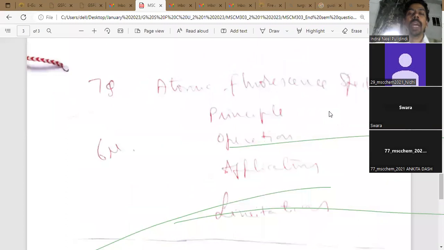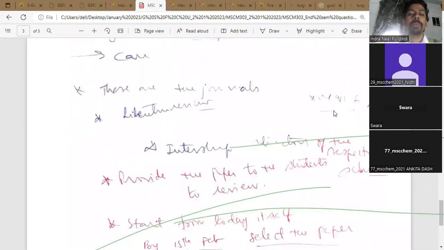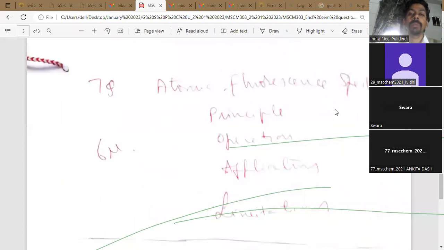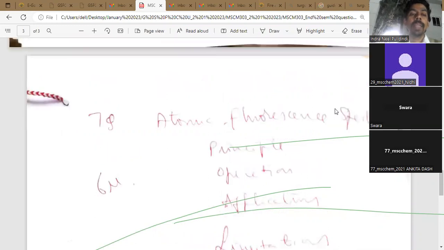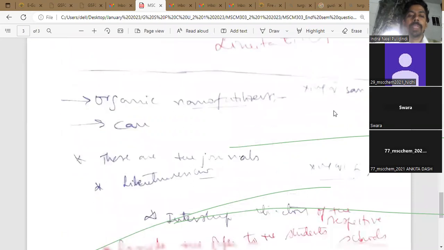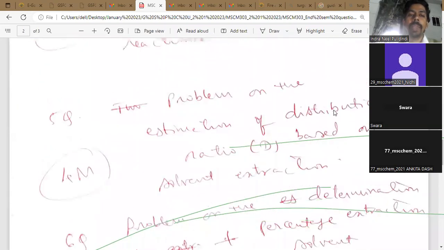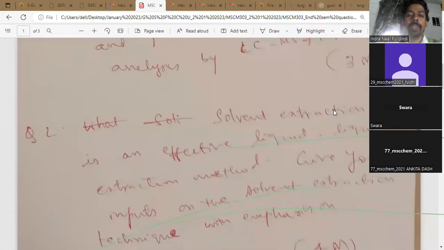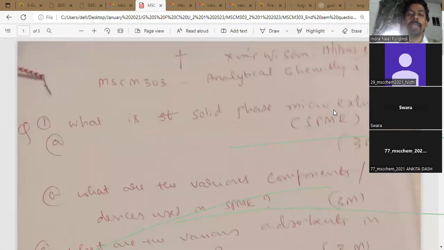Question 7. Atomic fluorescence spectroscopy. Principle, operation, applications, limitations. Sir, you have given only one 6-mark question here. According to the paper style, there are 2 questions of 6 marks. Yes, Swara, thank you for reminding. The other 6 marks will be dealt with by Suresh sir. My part is 12 marks, plus this 6 marks question. Other 6 marks will be from Suresh sir's part. Agreed? Okay sir.